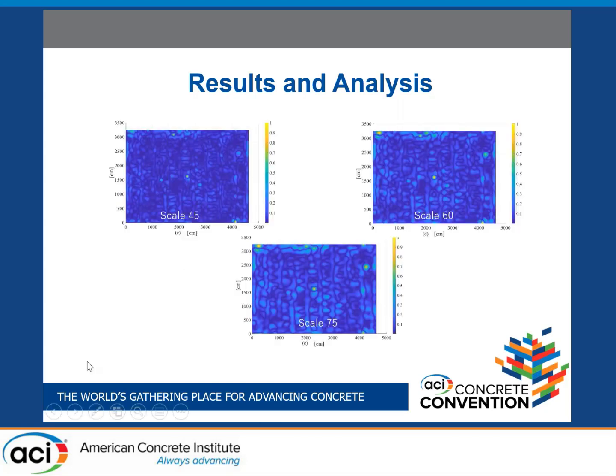And the next slide shows the results for the other 3 scales that we investigated. These correspond to 6, 8, and 10 feet. Here you see the same little peak here. And in addition to that, in scale 60 and 75, you see an additional peak over here. So these show possible undulations at those locations on the slab.